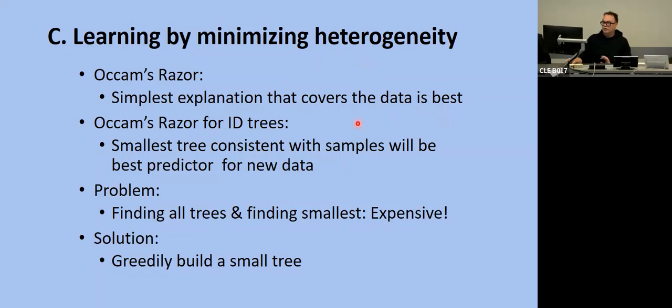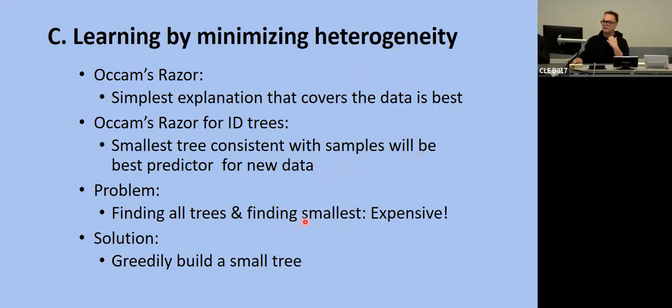And then from there, you'll see stuff like greedy boosted gradient and greedy decision tree in the literature, which sounded really weird to me when I first read it. I'm like, what the hell does that mean? But that's where it's coming from. It's coming from this keep it simple. The smallest tree consistent with the samples will be the best predictor for the new data.